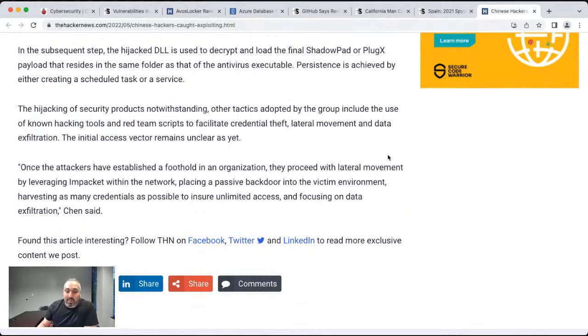The hijacking of security products is just the latest on behalf of the Chinese in their effort to continue to do what they do best, which is hijack IP and continue to be a global threat from a cybersecurity perspective, as well as many others.